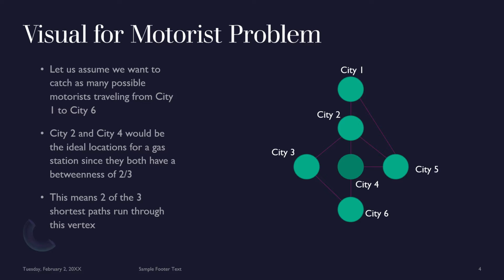The shortest paths for city 2 would be from city 1 to city 2 to city 3 to city 6, and from city 1 to city 2 to city 4 and to city 6. The shortest paths that would involve city 4 would be from city 1 to city 2 to city 4 to city 6, and from city 1 to city 5 to city 4 to city 6. That would mean there would be 2 out of the 3 shortest paths running through both of those vertexes, meaning those would be the 2 most ideal locations to put the gas station.